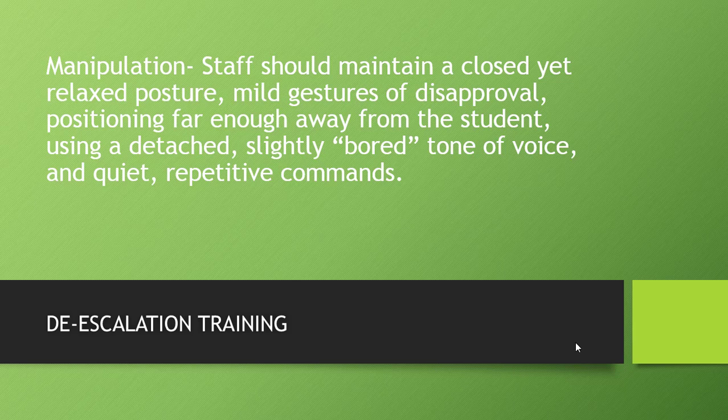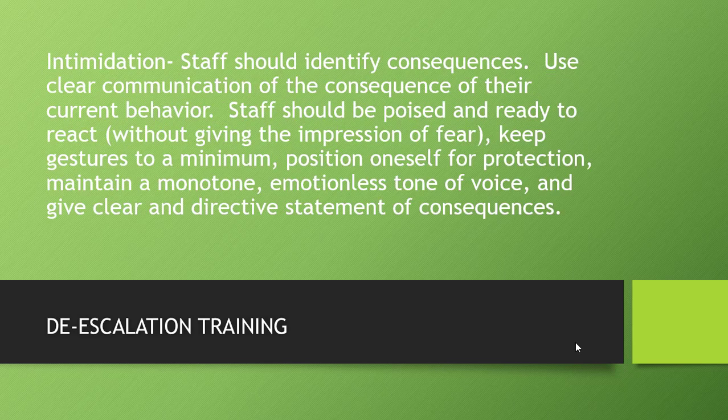If a student is acting out, possibly due to manipulation, staff can maintain a closed yet relaxed posture, mild gestures of disapproval, positioning far enough away from the student, using a detached, slightly bored tone of voice, and quiet, repetitive commands. And finally, if a student is acting out because they are trying to intimidate, staff should identify consequences, use clear communication of the consequences of their current behavior.